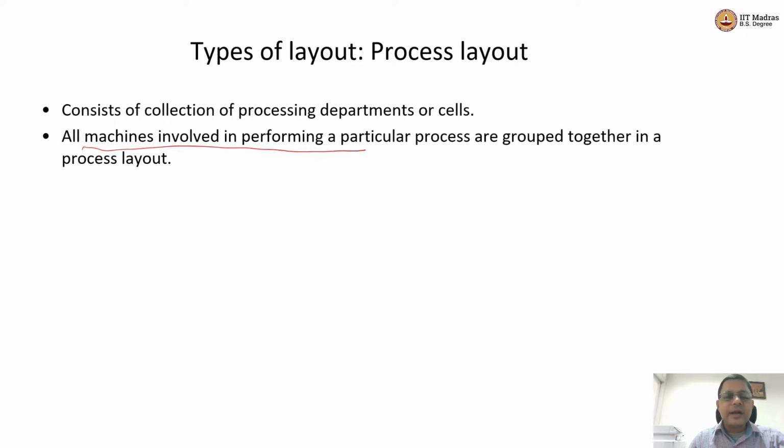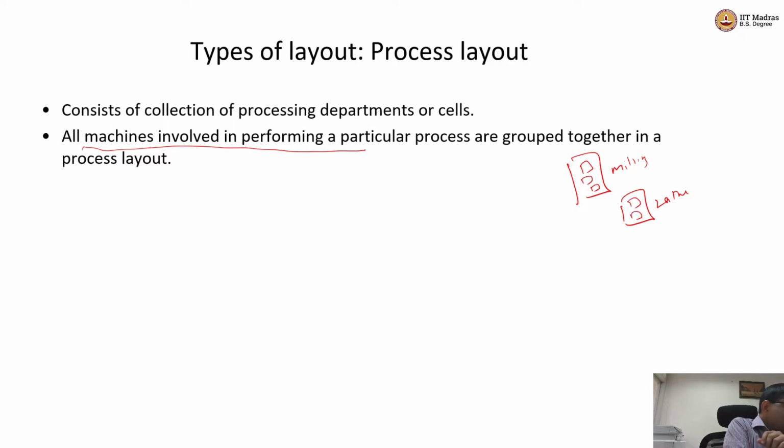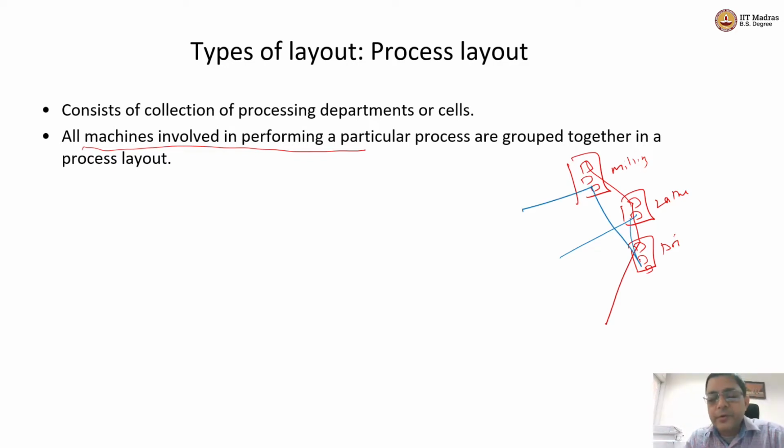In the process layout, I will have a milling department which will house 1, 2 or 3 milling machines. And then I will have a lathe department which will house some of the turning machines. Then I will have drilling machines which will have some drilling centers. Right? And now if the product requires processing on the milling machine, then on lathe and then on drilling machine, it will go from this department to this department to this department and then go out. Now if there is another product which requires lathe machine first, then drilling machine and then milling machine and then go out, that is also possible in the same layout.